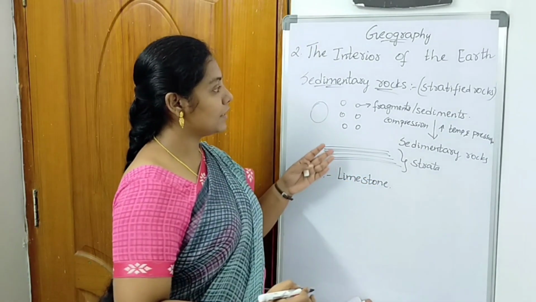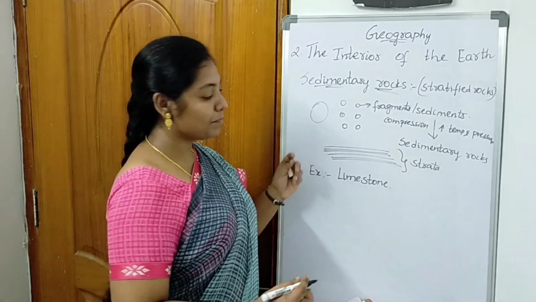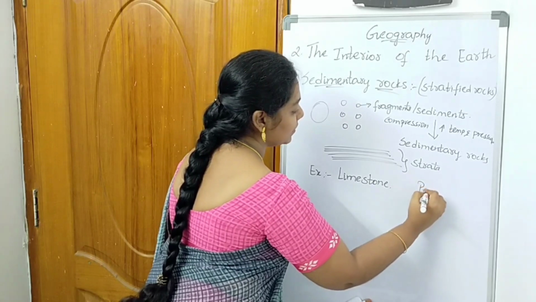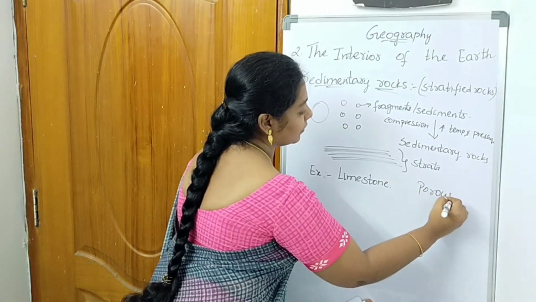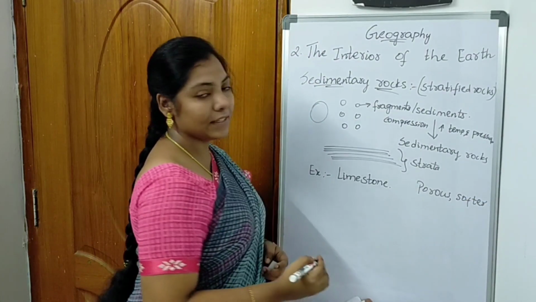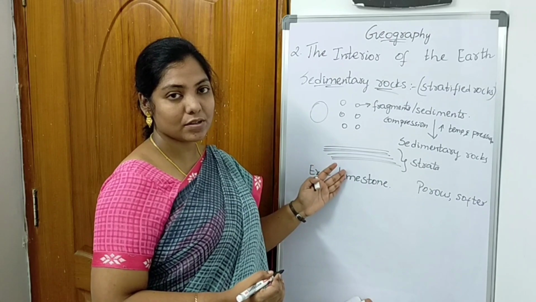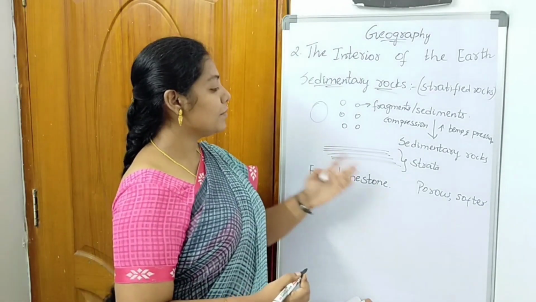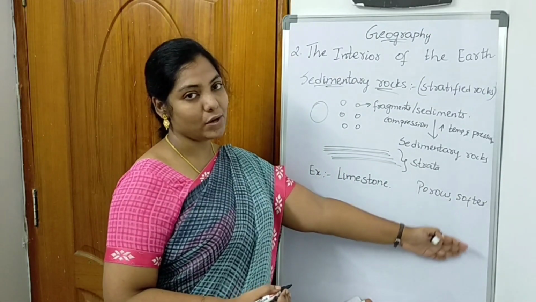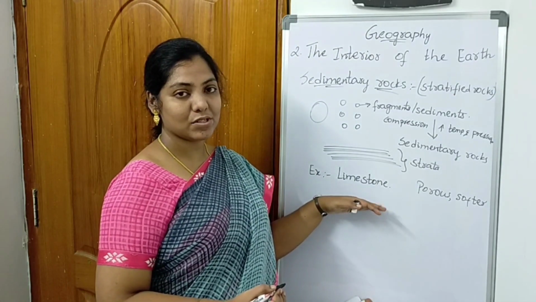And the stone, that is the rock that is formed, is porous in nature. Porous means it is softer than the igneous rocks. When compared with sedimentary rocks, igneous rocks are hard, but these sedimentary rocks are porous and softer in nature, and the example of sedimentary rock is limestone.